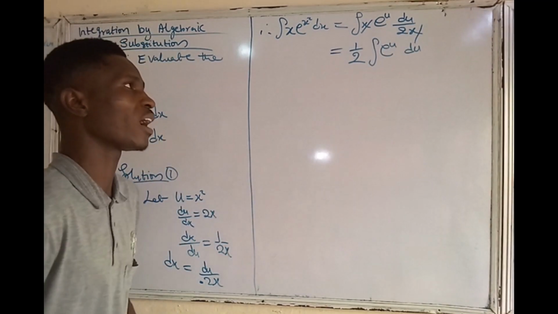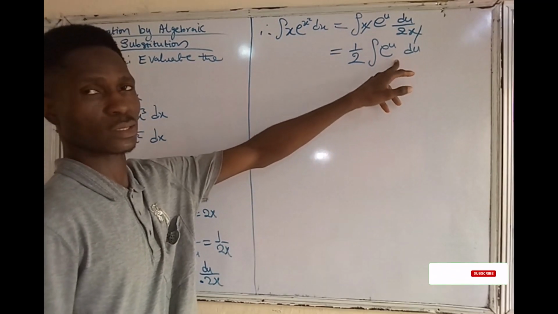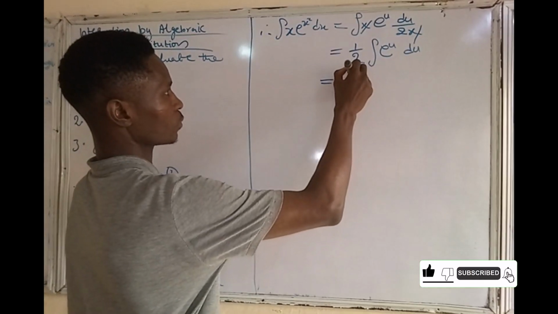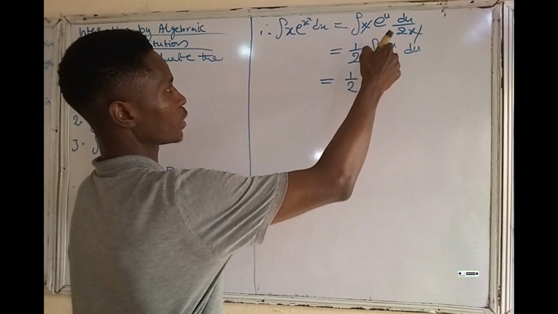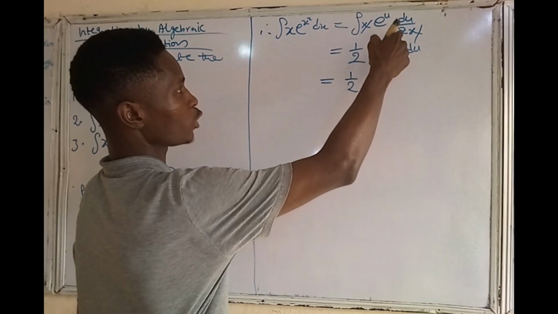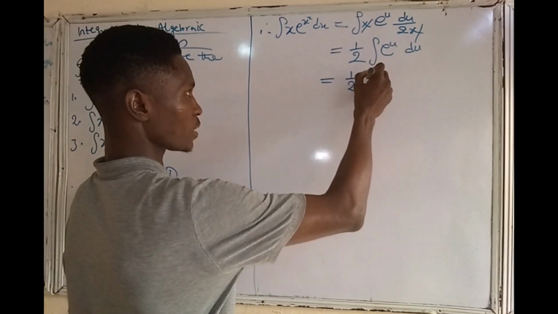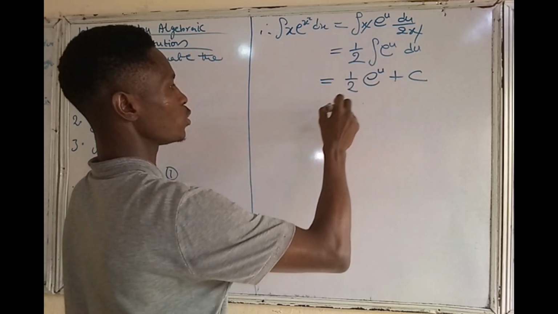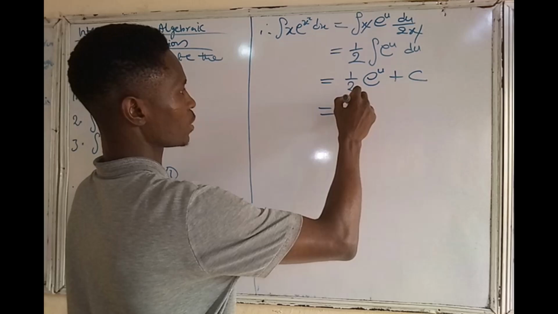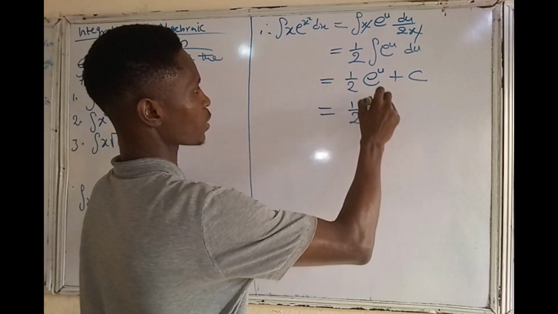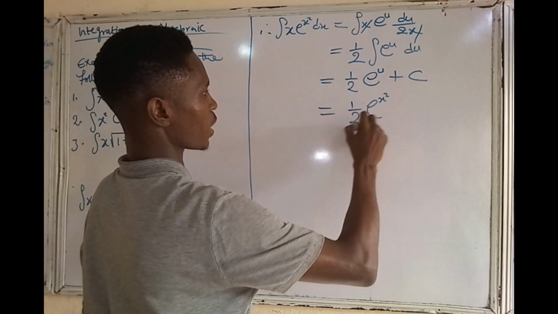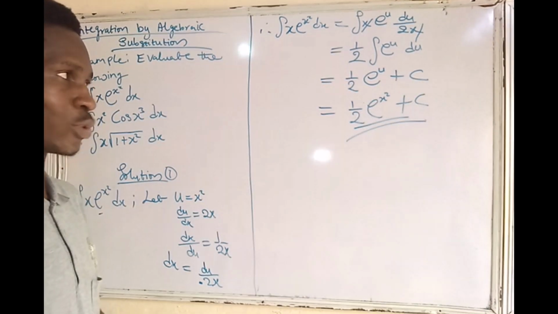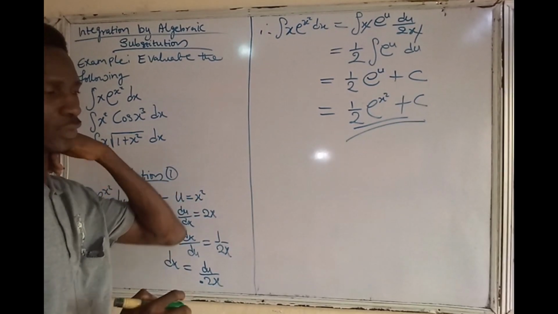That means we now have a function of u to integrate, making our work easier. So this is going to be half. For integrating exponential u, it's an exponential function, so we are still getting exponential u plus C. But we know what u is, so we quickly bring it back to be half exponential x squared plus c. This is the answer. So simple and straightforward.